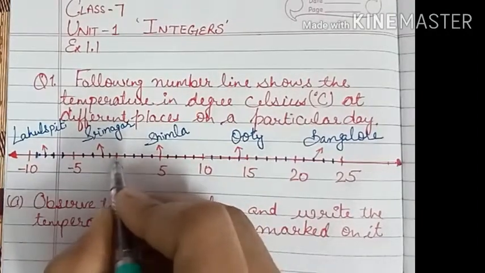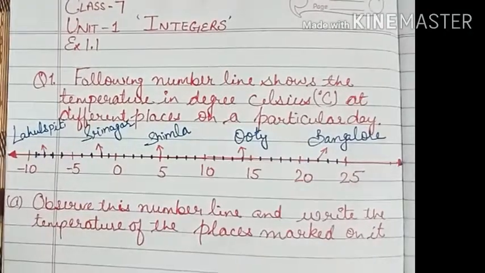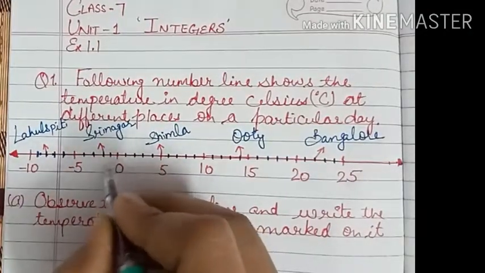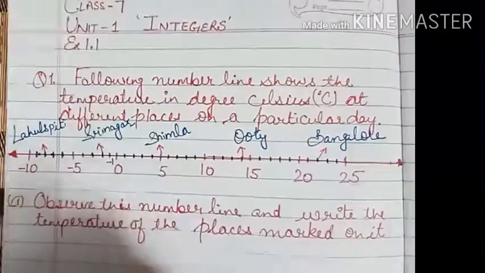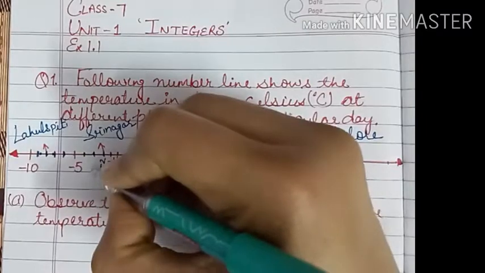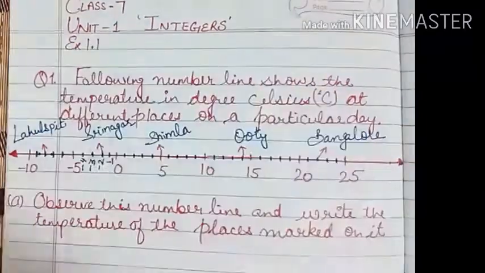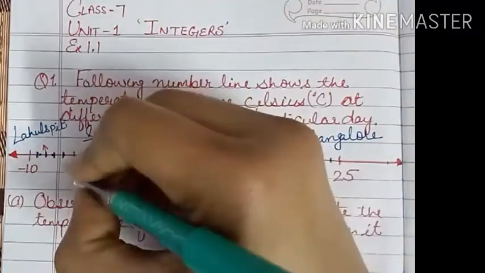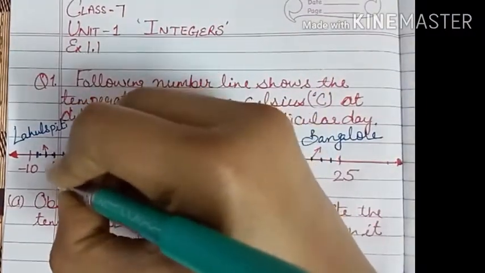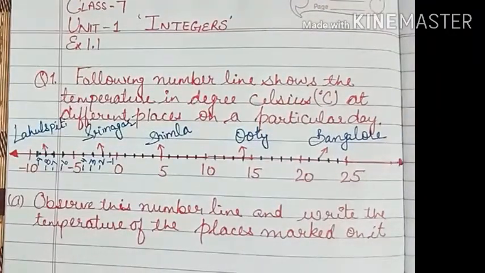So let us write. Here we will write the negative numbers because on the left side the integers are negative. So first one, left side of 0 is -1. Then this is -2. This one is -3. This one is -4. Okay, and same way -5, then -6, -7, -8 and this is -9.